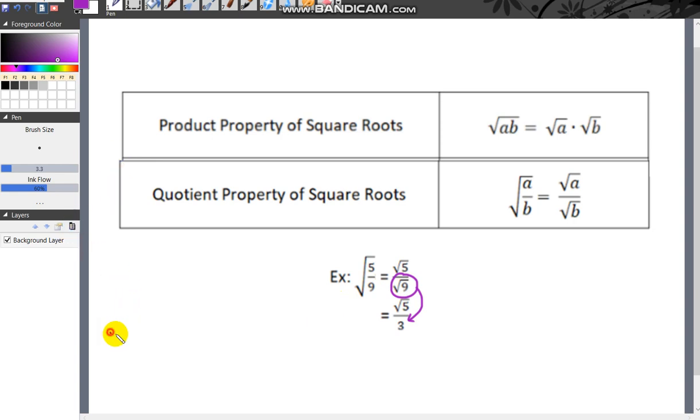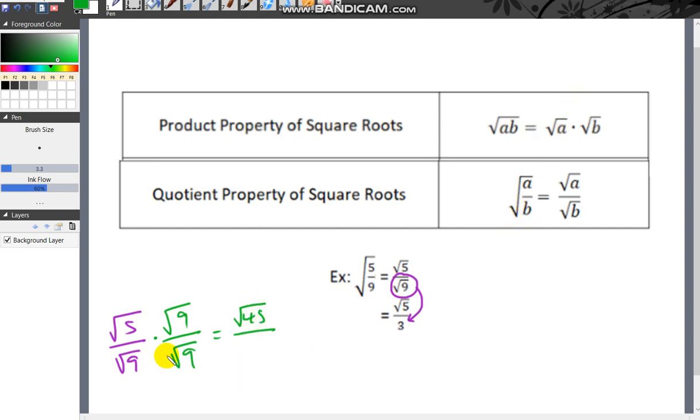One way that you could break it up: this is the square root of 5 divided by the square root of 9. Generally, your goal is to write this expression in simplest radical form. In order to do that, there should be no radicals or square roots in the denominator. One way we can get rid of that is to multiply top and bottom by the square root of 9. We're going to use the product property here. So we have the square root of 5 times the square root of 9 is the square root of 45.